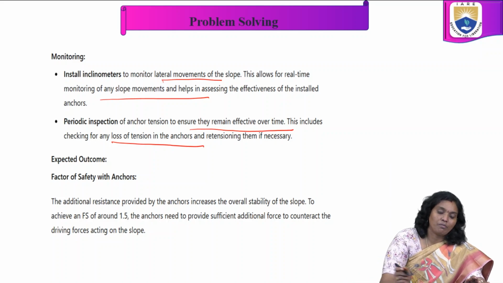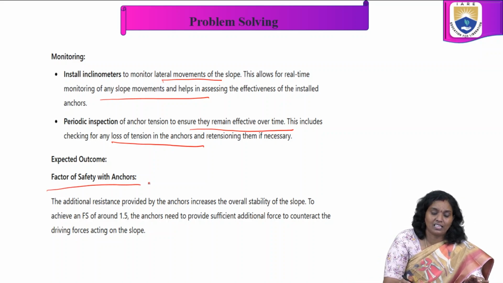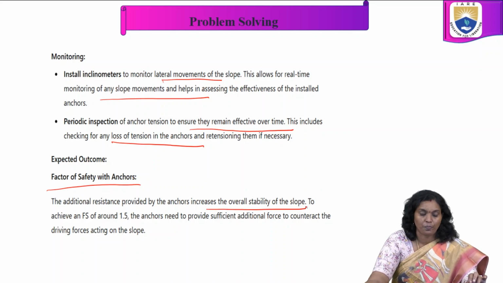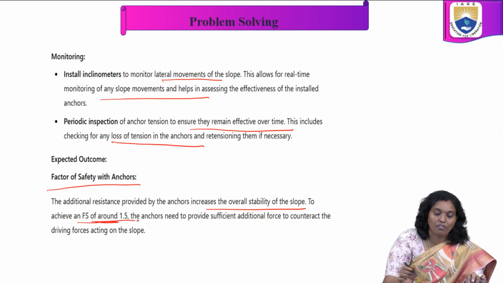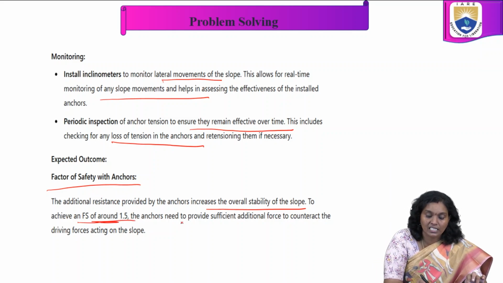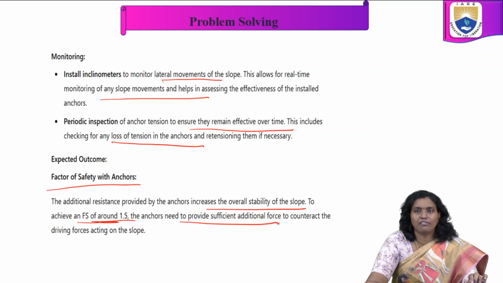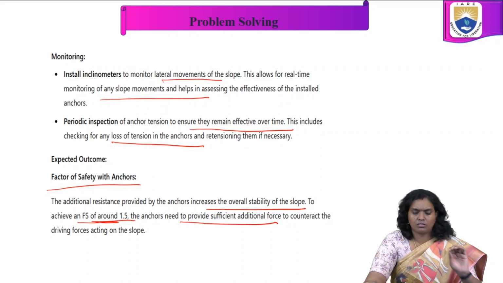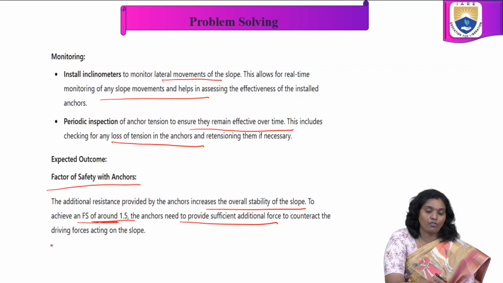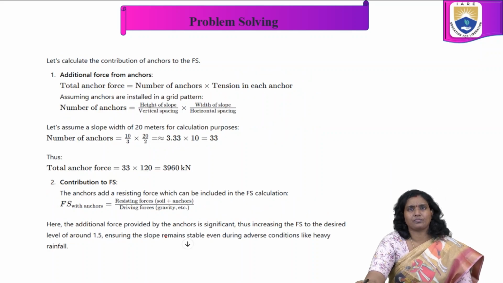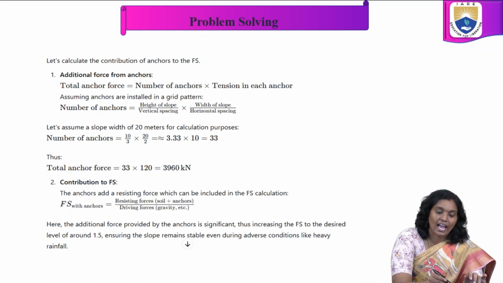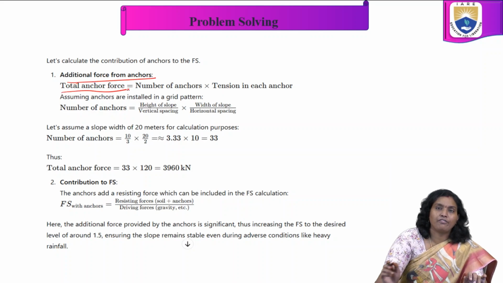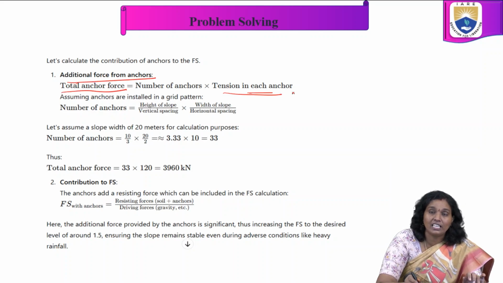So the expected outcome is the factor of safety with anchors. The additional resistance provided by the anchors increases the overall stability of the slope. To achieve a factor of safety of around 1.5, the anchors need to provide sufficient additional force to counteract the driving forces acting on the slope. So let's calculate the contribution of anchors to the factor of safety, the additional force from anchors, which is the total anchor force: number of anchors times tension in each anchor.